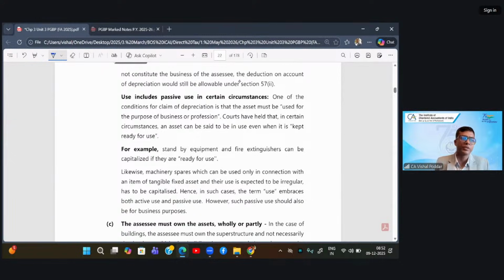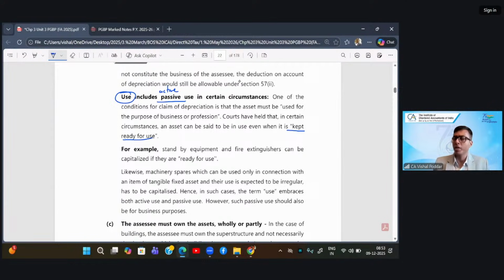Now, interestingly, when we say asset should be used for business, the use may be active use or passive use. Now, this is interesting. What is active use? Active use means where you are using the asset for running your business activity. Passive means where you yourself are not running the business or using it in your business, but either it is used by somebody else or it is just kept ready for use.